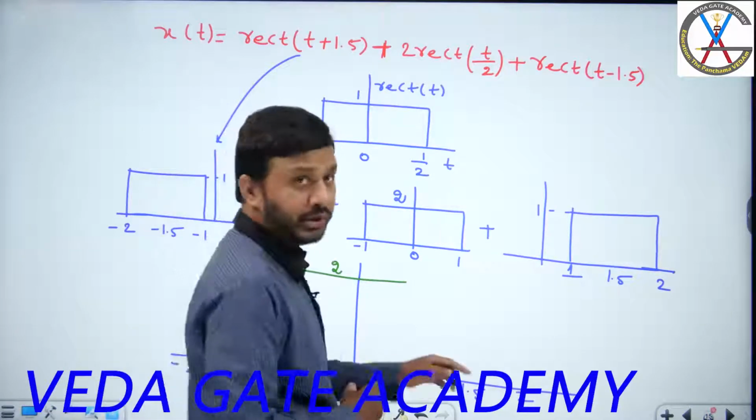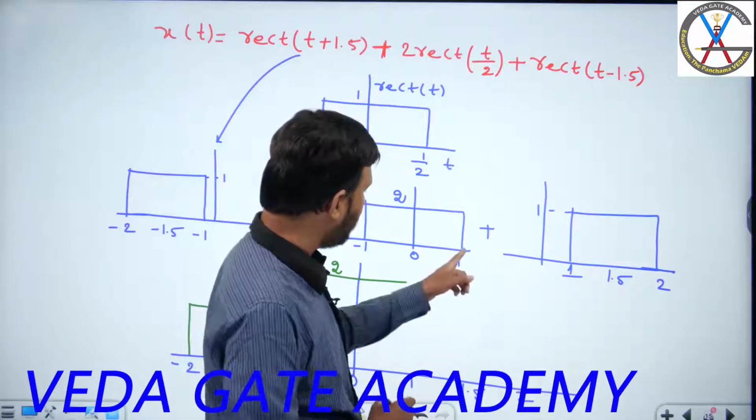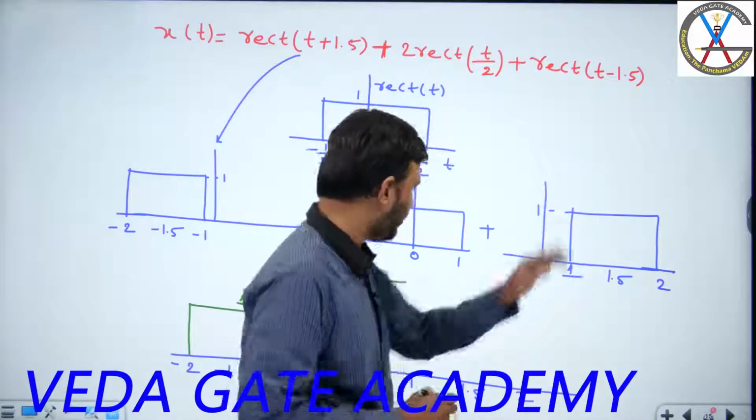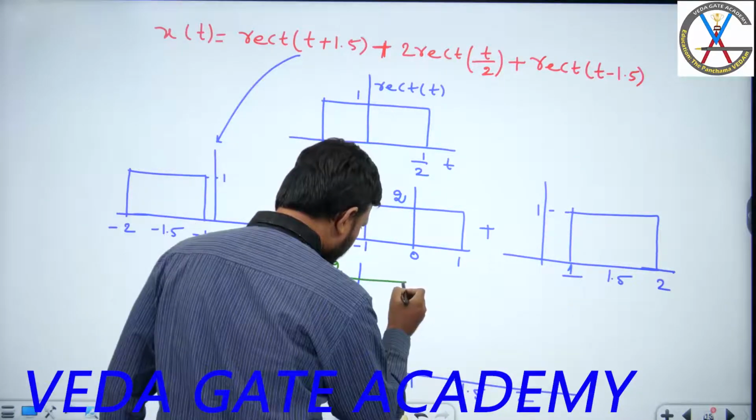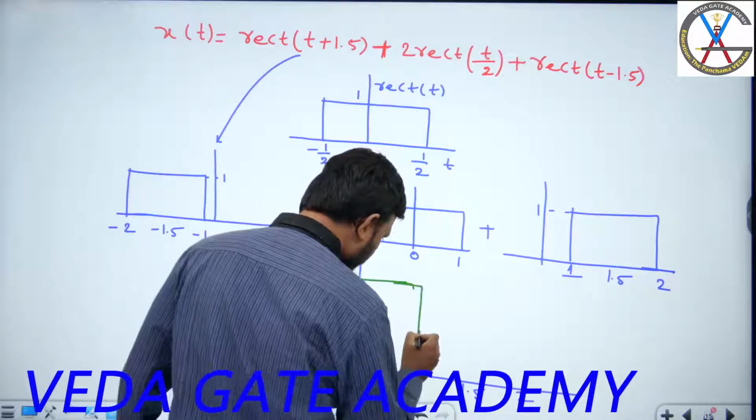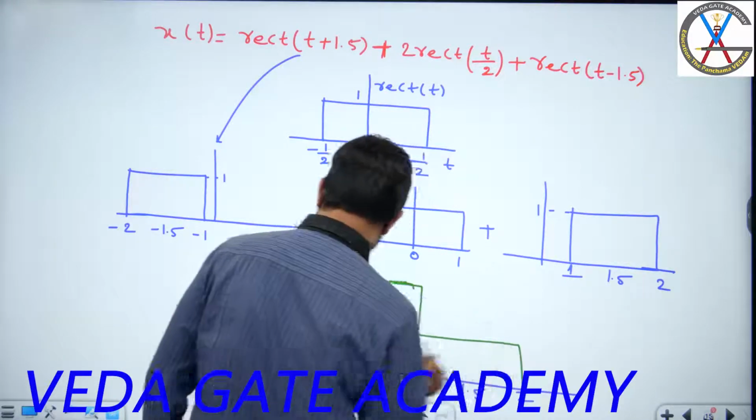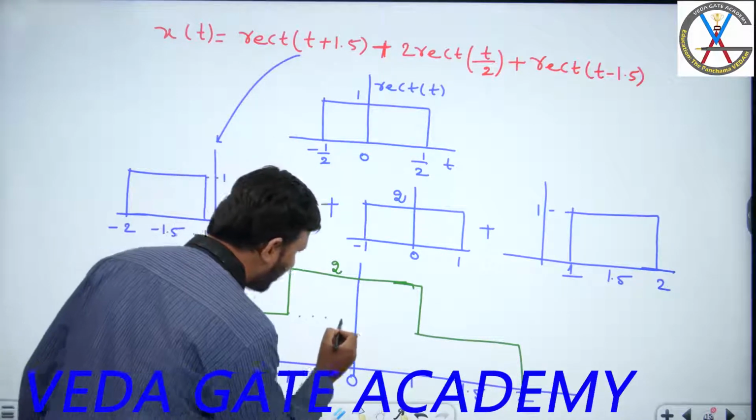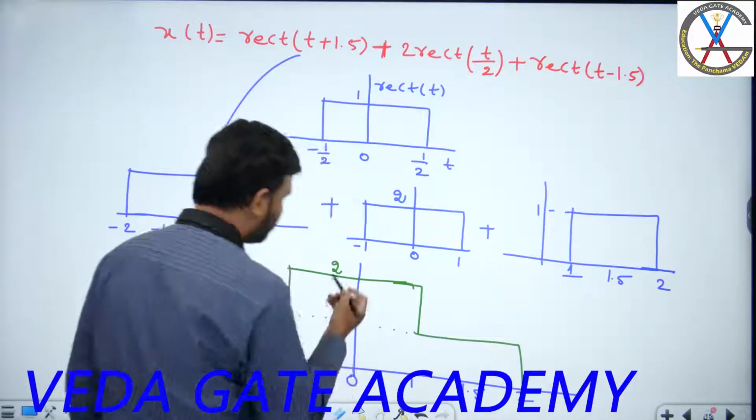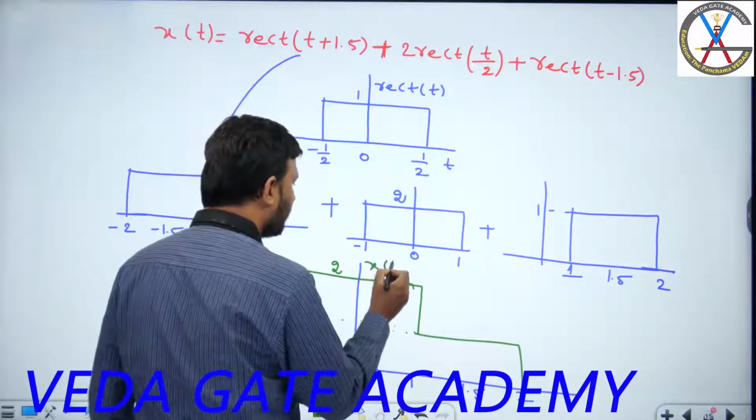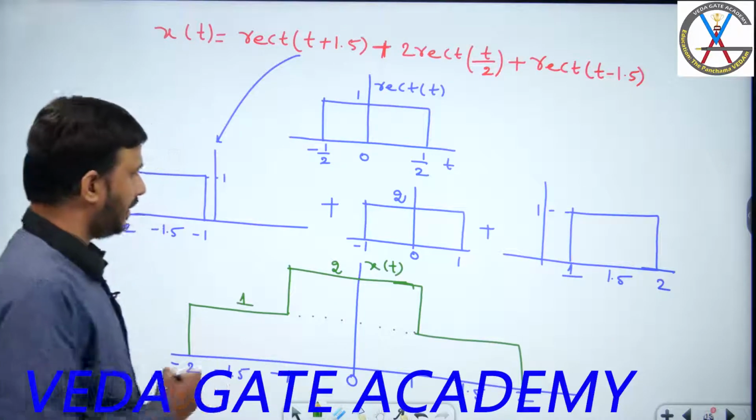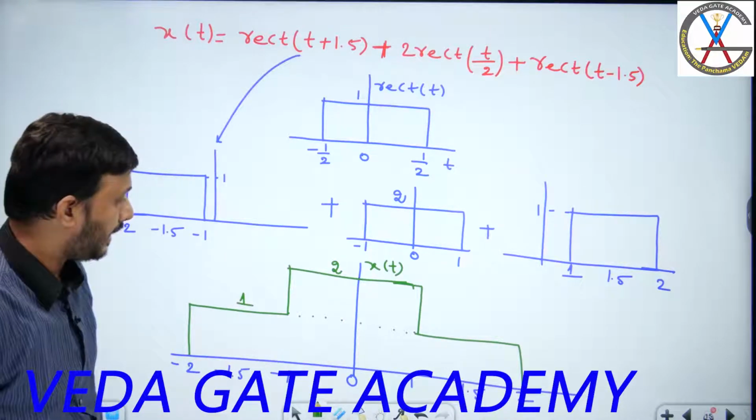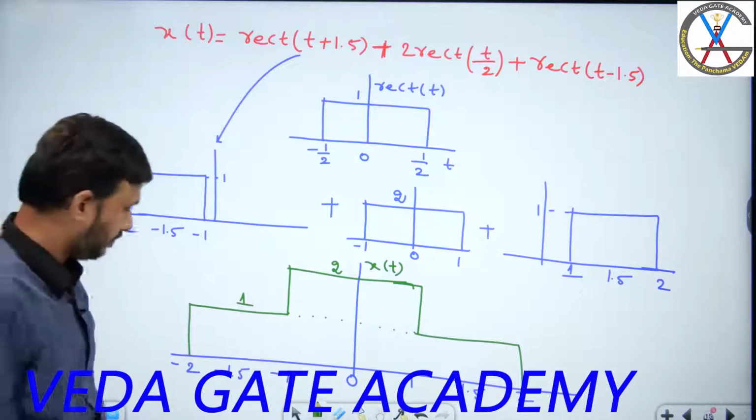And from 1 to 2, if you observe, this value is 0 and this value is 1. This kind of signal you are going to get. Hope you also got the same answer. This is your x(t). Clear? Now we'll do one thing.